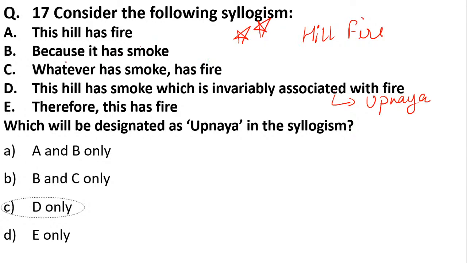So your "because it has smoke", this is Hetu, the reason. This is Udaharana. This hill has smoke which is invariably associated with fire is Upanaya.